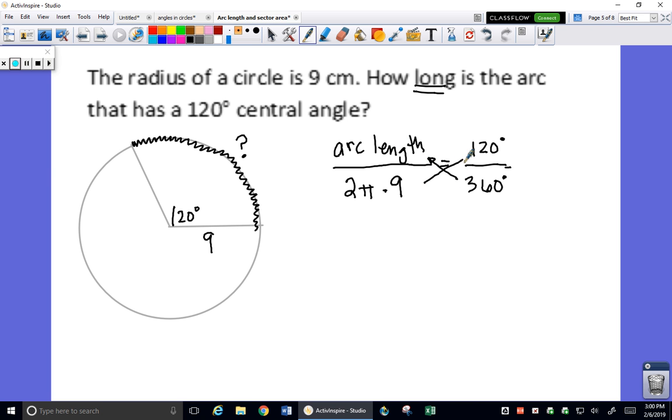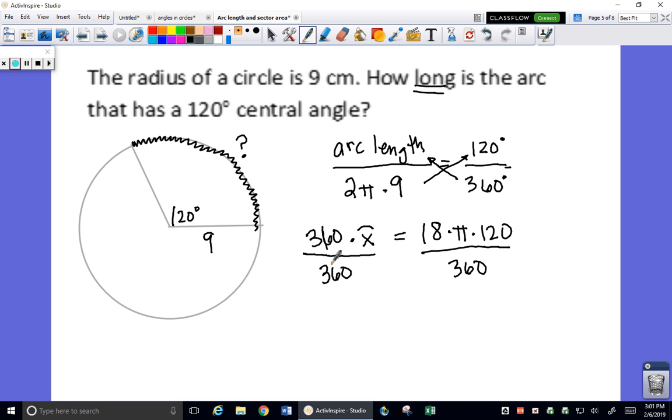Okay, so now we'll solve by cross multiplying. And I'm just going to refer to arc length as x. Okay, put in a variable there rather than writing arc length the whole time. And 18, which is 2 times 9 times pi, times 120. We can leave it in terms of pi, that will be just fine. In case we come up with a really awkward decimal, then decimal will be fine.